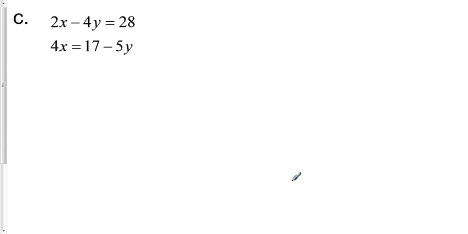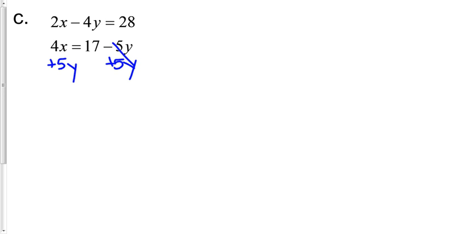Okay, let's see what this one brings us here. The problem with this system is it's not really set up for elimination as is. It's not lined up in columns here, the x's and the y's. So we need to rearrange a little bit and line up x and y. I need to move 5y to the left side of the equal sign here. So I'm going to add 5y on both sides.